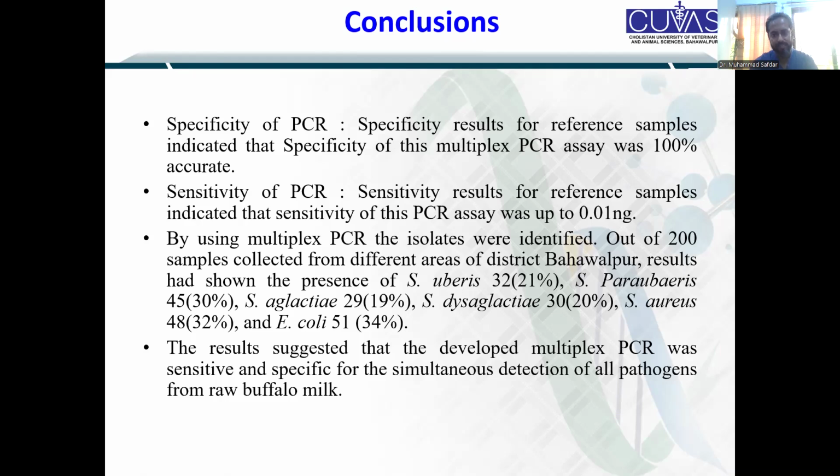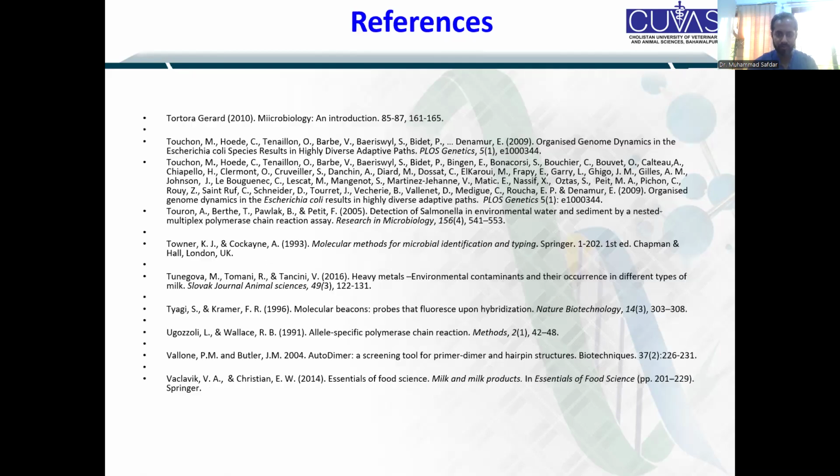The results suggested that the developed multiplex PCR was sensitive and specific for simultaneous detection of all possible mastitis causing pathogens collected from raw buffalo milk.